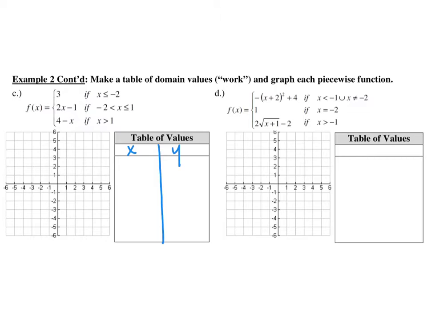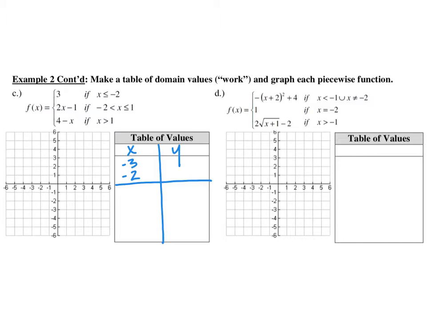For the first subfunction it says 3 if x is less than or equal to -2. So let's do a few values there. We know we're going to have, let's try -3 and -2. Now let's move on to the second subfunction here.